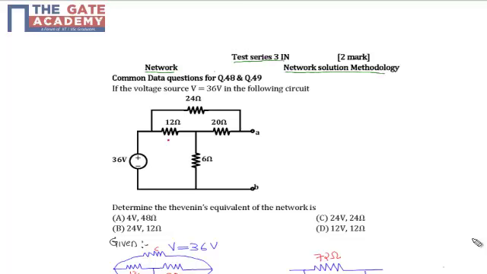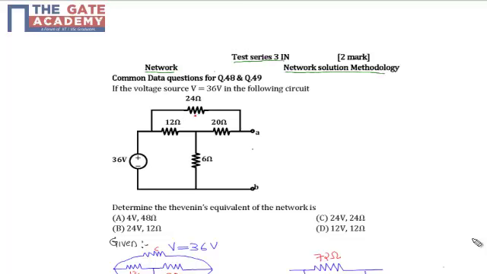In this we have to find the Thevenin's equivalent of the network, which means we have to calculate the value of RTH, R Thevenin, and VTH, V Thevenin, across this load resistance. Across the load we have to find the value of RTH and VTH. First we will calculate the value of VTH.